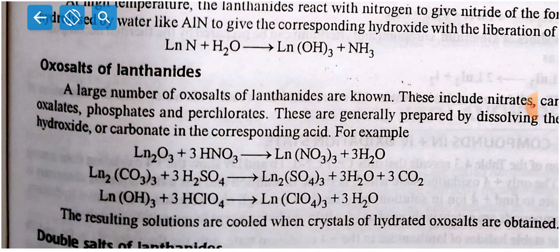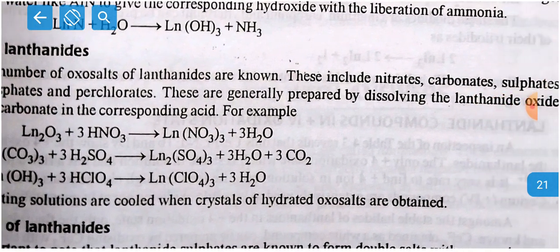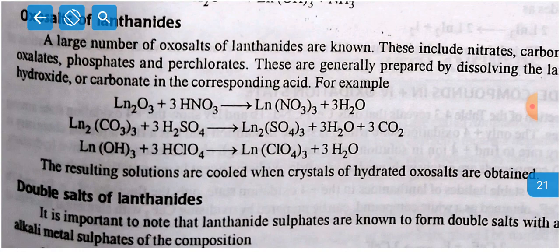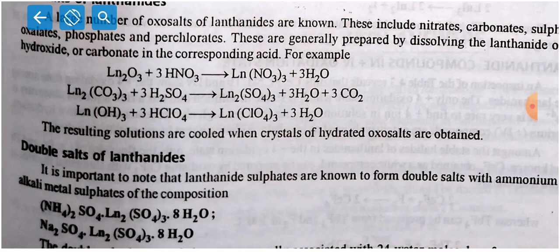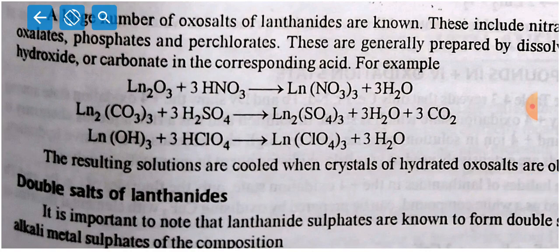Oxosalts of lanthanoids. A large number of oxosalts of lanthanoids are known. These include nitrate, carbonate, sulfate, oxalate, phosphate and perchlorates. These are generally prepared by dissolving the lanthanoid oxide, hydroxide or carbonate in the corresponding acid. For example, Ln2O3 plus 6HNO3 gives 2Ln(NO3)3 plus 3H2O. Ln2(CO3)3 plus 3H2SO4 gives Ln2(SO4)3 plus 3H2O plus 3CO2. Ln(OH)3 plus 3HClO4 gives Ln(ClO4)3 plus 3H2O.